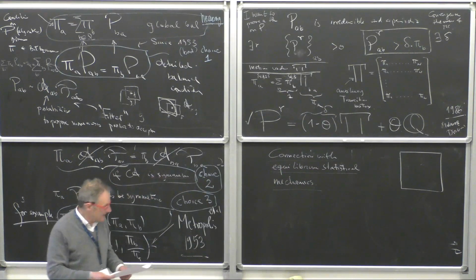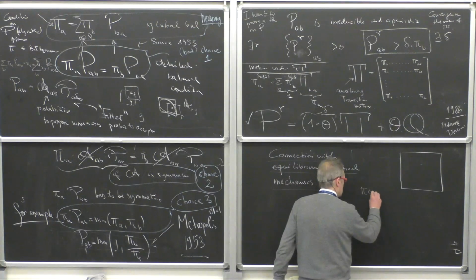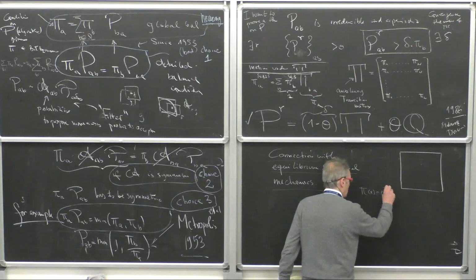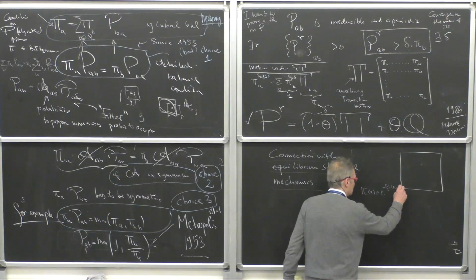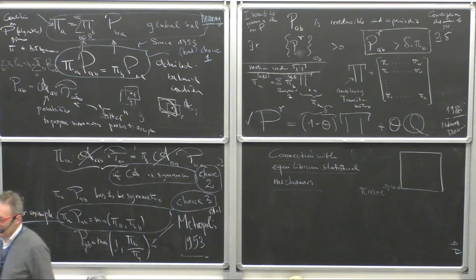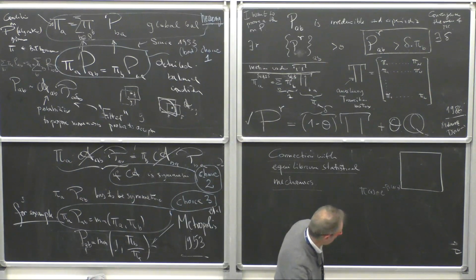The connection with equilibrium statistical mechanics is that usually we say pi of x is proportional to e to the minus beta u of x. That's just a reformulation. Pi is a non-negative function. We can write it as an exponential without going into complex numbers. So we have pi of x is e to the minus u of x.